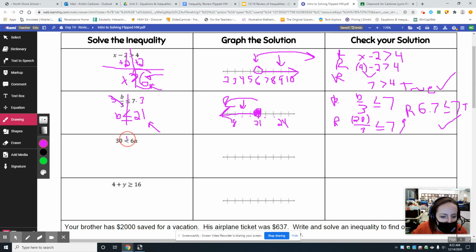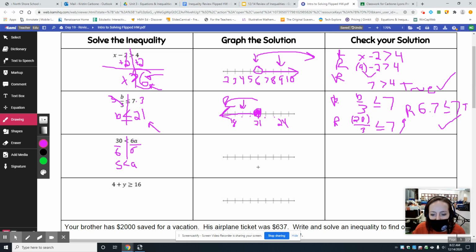Alrighty, drop your brick wall. 6, there's an invisible multiplication symbol there, so 6 times a. The opposite of 6 times a is divided by 6. So we'll divide both sides by 6. 30 divided by 6 is 5. And we bring down the less than, and we have a.